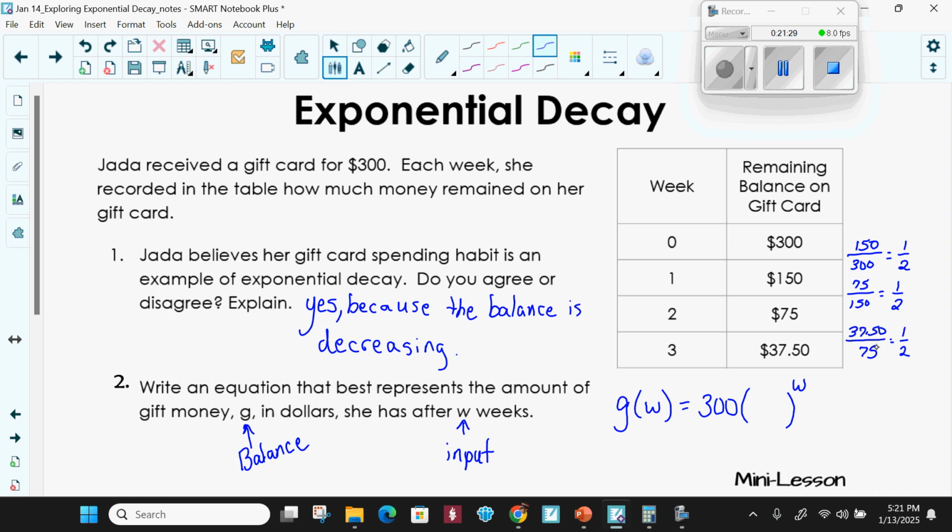The little calculator on the computer does not do fractions, so we'll just leave it at that. So our constant ratio here, or our decay factor, is 1/2. So that's our equation for the remaining balance on her gift card. We figured out the original amount, and we figured out the decay factor, what we're going to multiply by to get the next value. And W stands for the number of weeks. Now, in 1 week, she was at her half value, and each time it went down by 1/2.